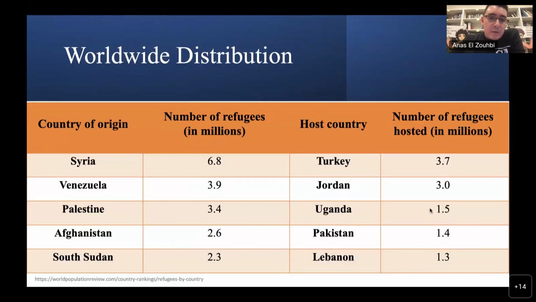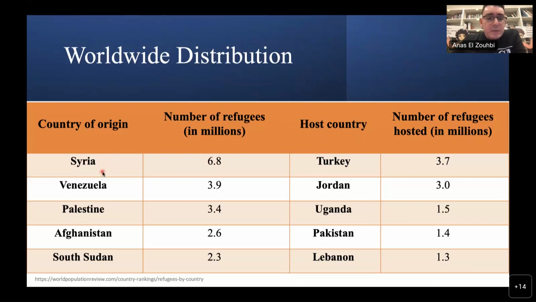This is just a quick summary to show the worldwide distribution of the refugees. As you can see in this table, I have organized it by country of origin, so where the refugees are from, and by host country as well. So which country is hosting the highest number of refugees or migrants. And this table actually is specifically refugees, sorry.